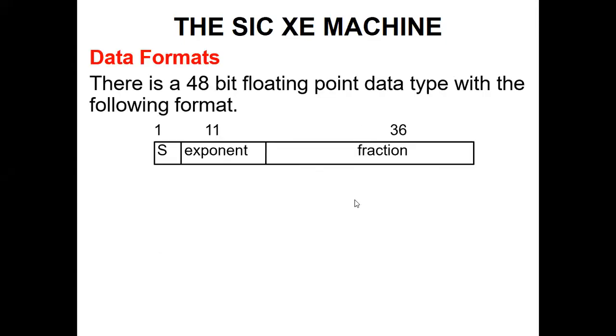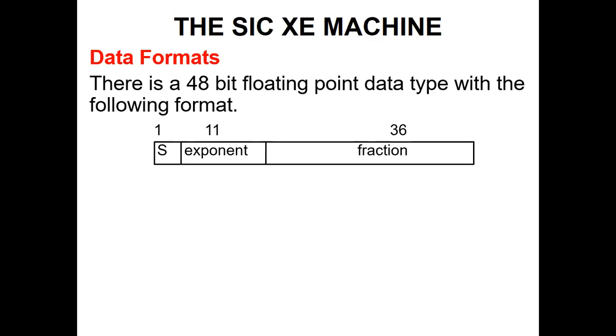Then in data formats, this is what I was explaining. For the simple SIC, we said that you can have integers which are stored as a word. Every integer consumes 24 bits. If it is a negative number, it is also stored in 24 bits, but using the 2's complement format. And if it is a character, that one is stored in 8 bits using its ASCII code.